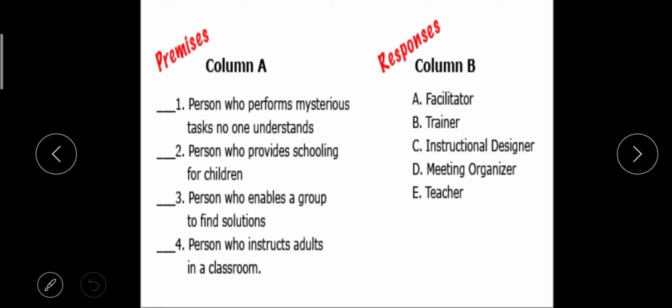You can see in column A we have statements and in column B we have some answers. Here is an example: a person who performs mysterious tasks no one understands. Who is that person? The options are facilitator, trainer, instructional designer, meeting organizer, or teacher. It is a trainer. A person who provides schooling for children. Who is that person? A person who enables a group to find the solution. A person who instructs adults in a classroom. So like this, on this side we have some statements or premises, on that side we have some responses, and you have to match the correct one.